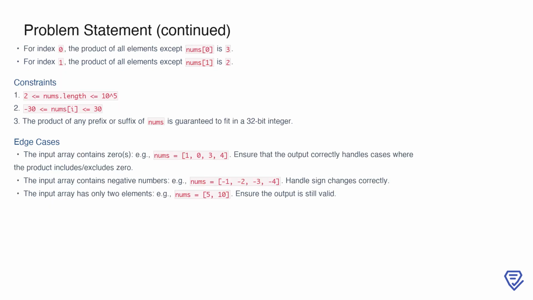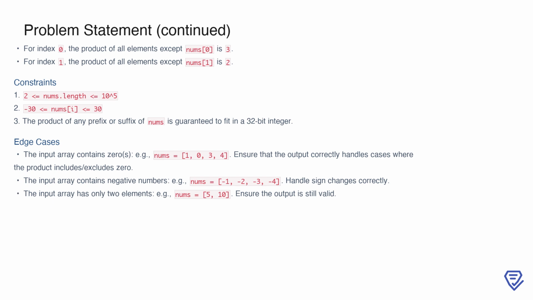Finally, consider a simpler example with only two elements, nums equals [2, 3]. The output here is [3, 2]. For index 0, the product of all elements except nums[0] is simply 3, and for index 1, the product of all elements except nums[1] is 2. This straightforward case shows that the solution must work even for the smallest valid size of the input array.